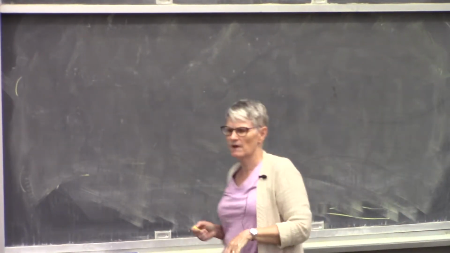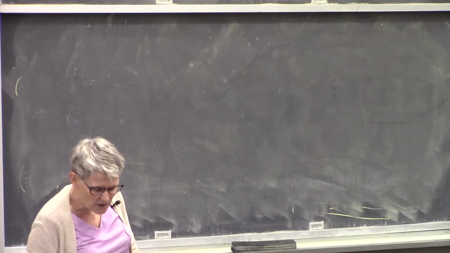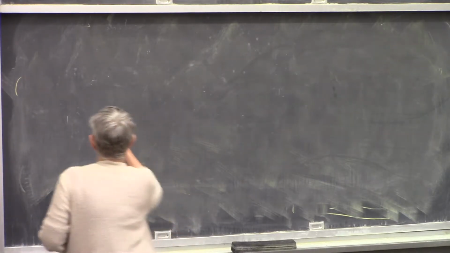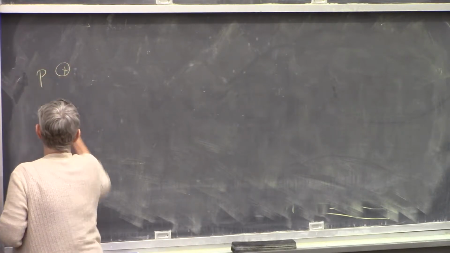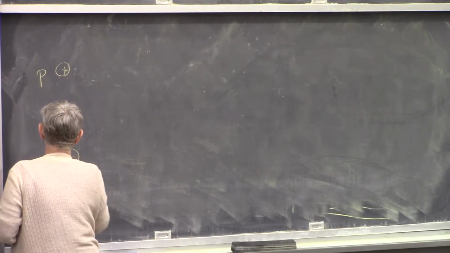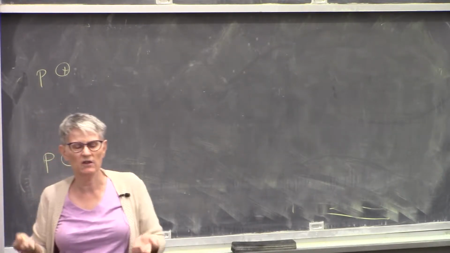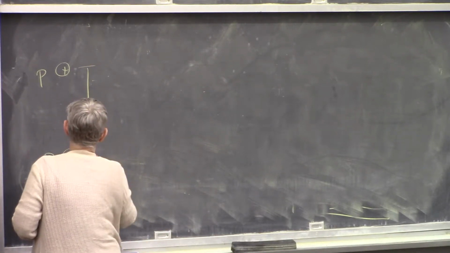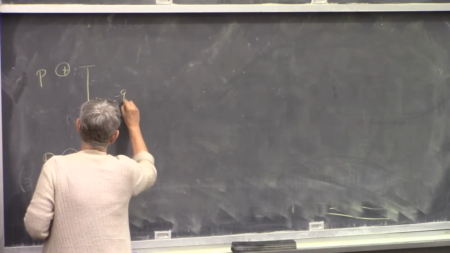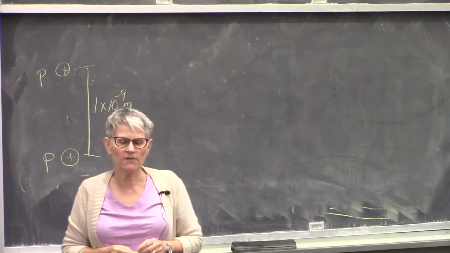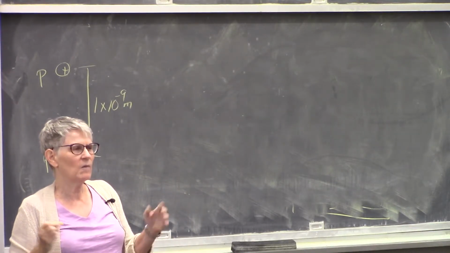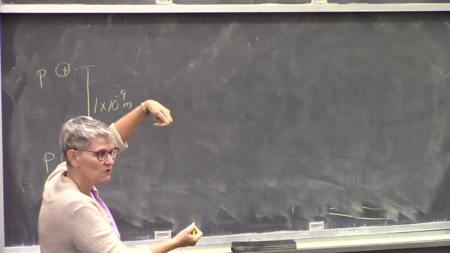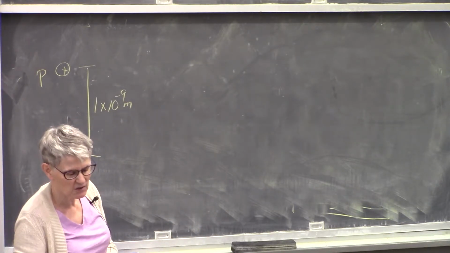So let's take, what was I doing here? Two protons. So we have a proton and another proton, and they're in outer space, so we don't need to worry about gravitational attraction to anything else. And this distance is 1 nanometer. What we want to find is the electric force, which is going to be repulsive, and the gravitational attraction between them, which is going to be attractive. And then just take the ratio.